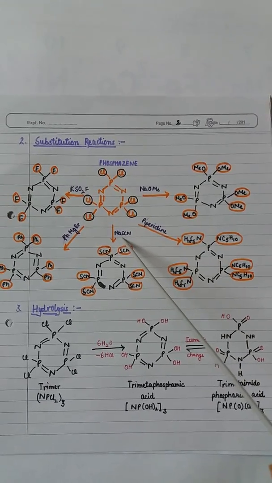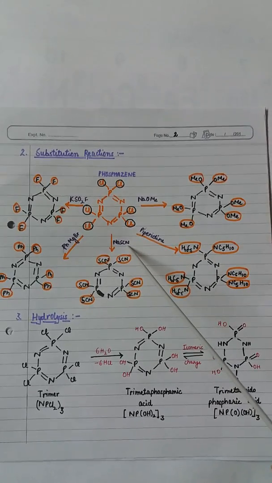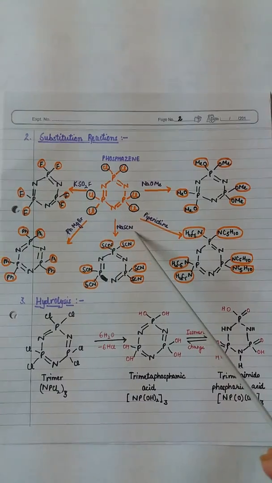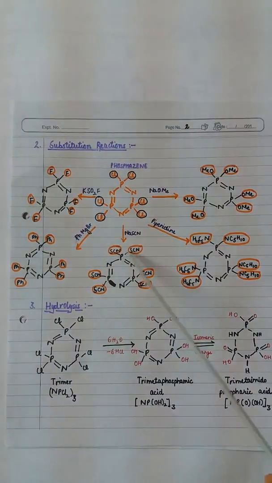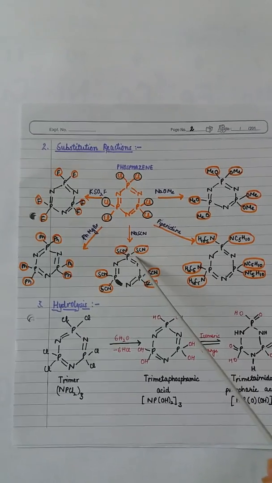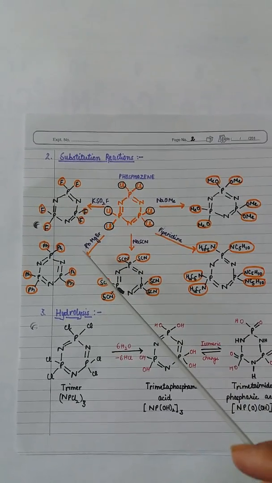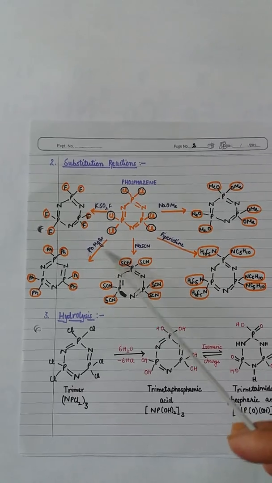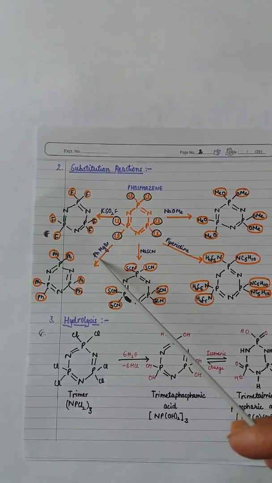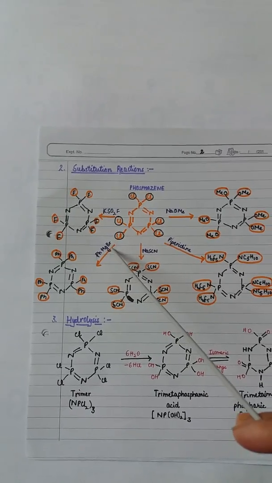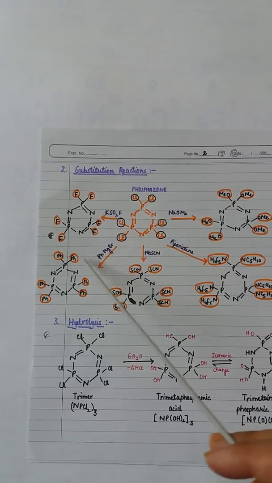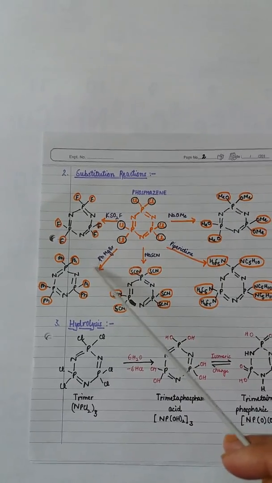The next one is NaSCN. The SCN group will attach to the phosphorus and NaCl will be removed. So this is another kind of substitution reaction. Now you can see this is an aromatic Grignard reagent having a phenyl group as the alkyl component. In this, the chlorine atoms will be replaced by the phenyl group. This is the last kind of substitution reaction.